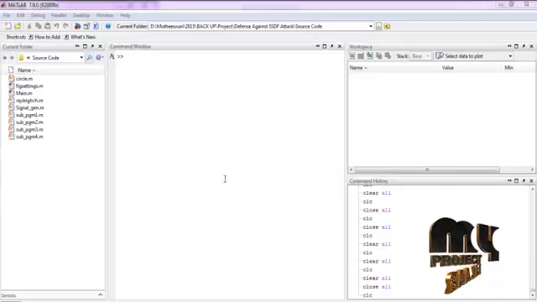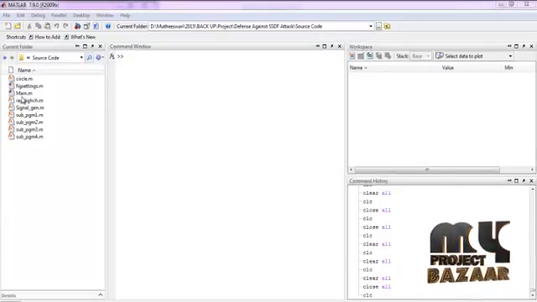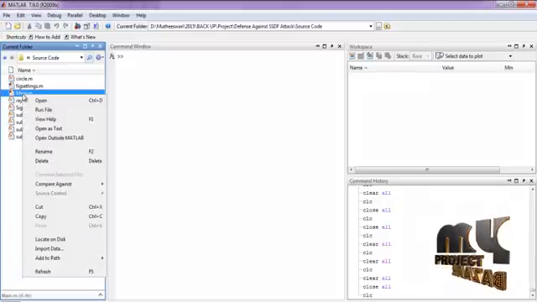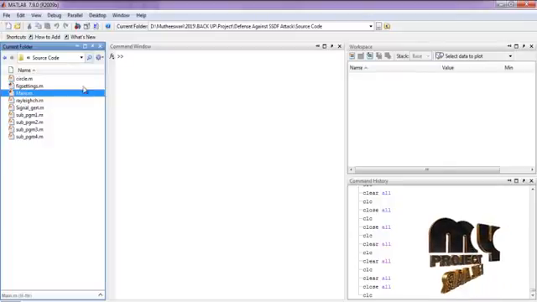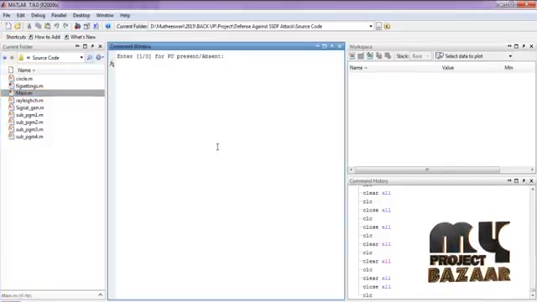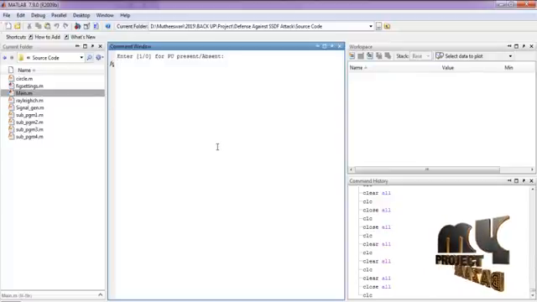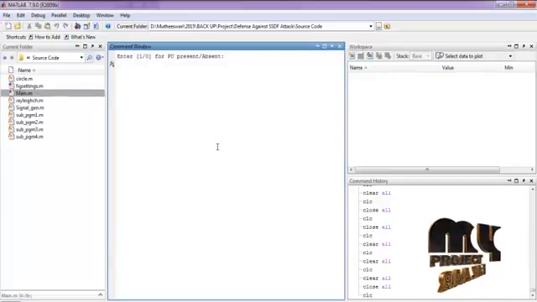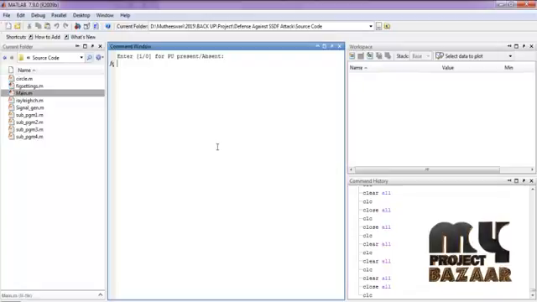Let me discuss the running procedure for our process. Select the main.m file in the current folder, right-click the file and run it to execute this process. Here we have to enter either 1 or 0: 1 for PU present and 0 for PU absent.